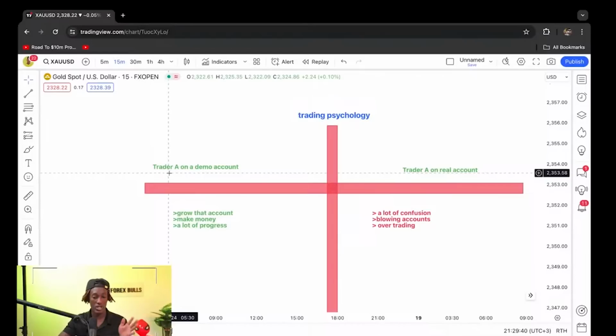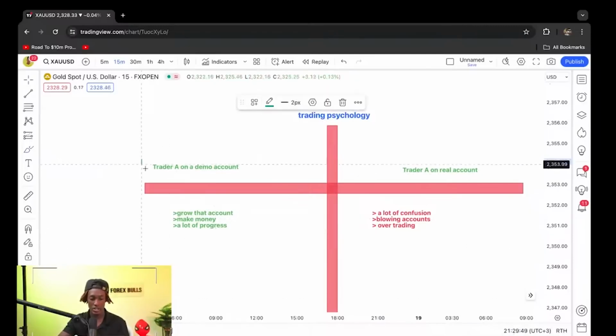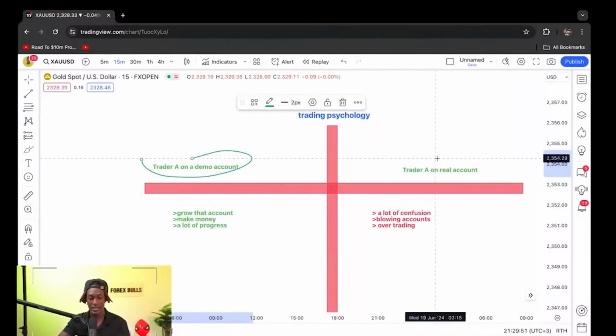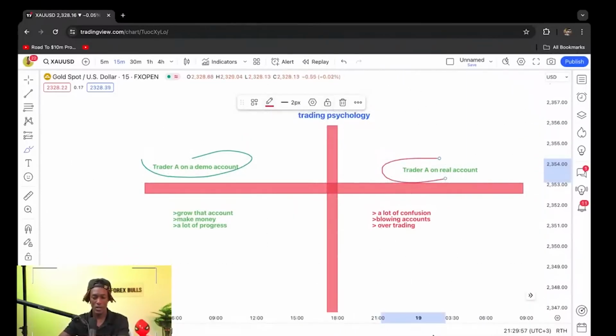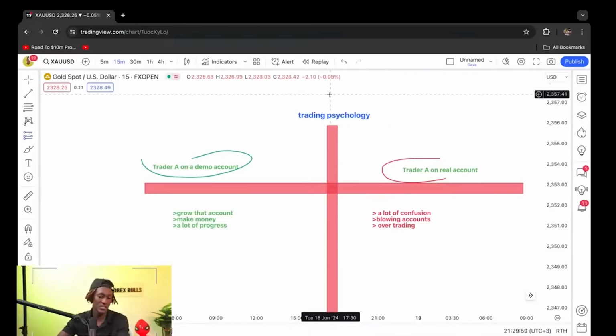He is the same trader, trader A, okay? Only that this time around, he is trading off a demo account. He was initially trading off a demo account. Then in the second scenario, he is trading off a real account. Now, I want you guys to first think about this because I'm going to give you some time to think about that and then let me know what you think.